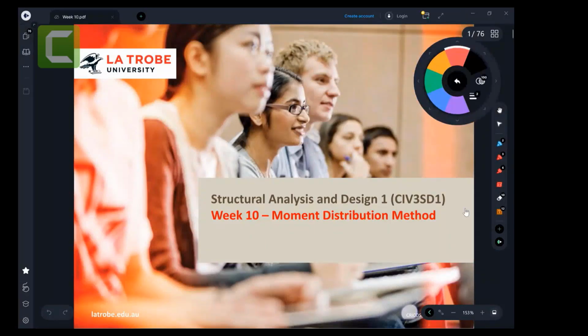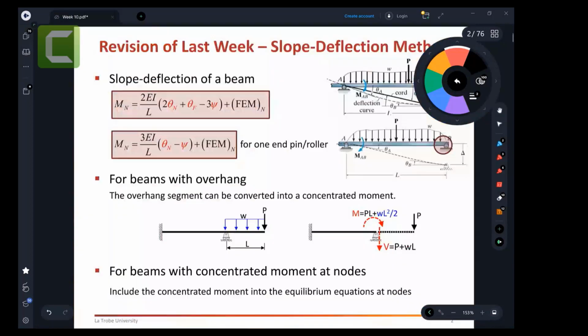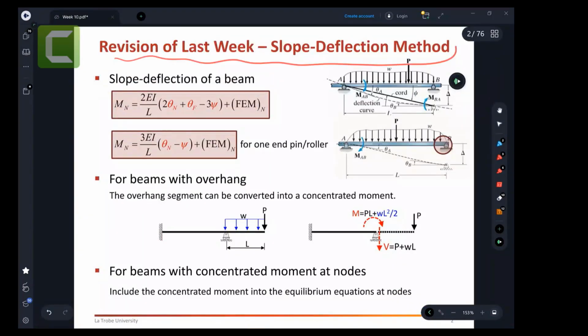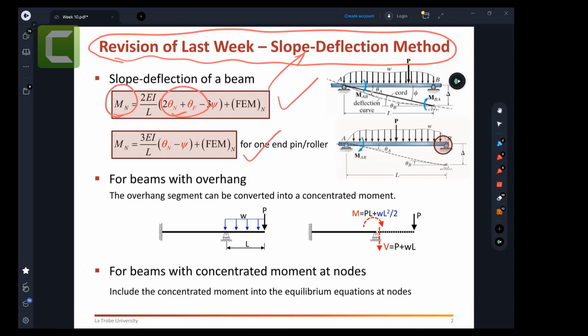So here we are in week number 10, moment distribution methods. I think last week we talked about the slope deflection methods. If you have started doing your assignment questions, you probably know how to use these methods. There are only two equations, the relationship between the internal moment and the slope and deflection. That is called the slope deflection equation, the relationship between the moment and the slope and displacements.